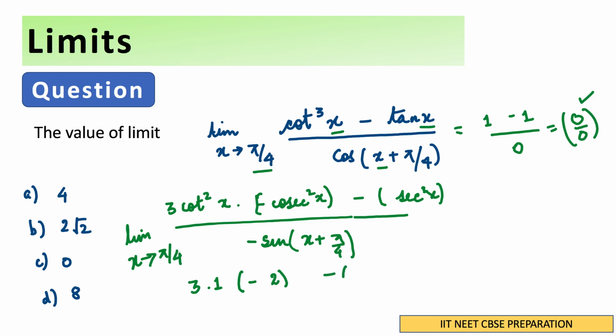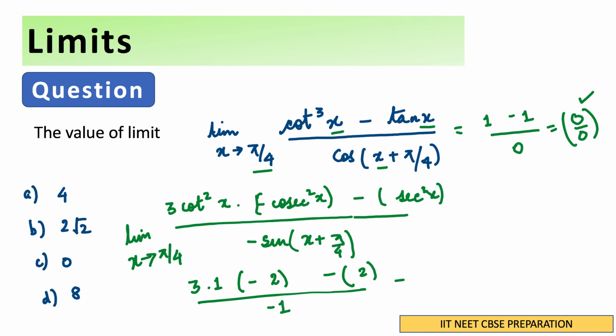Then we have sec square x, which I can write as 1 upon cos square x. Cos pi by 4 is 1 by root 2, so cos square x will be 1 by 2, and then you have to invert it, so you get 2, because we want sec square x. Then we have minus sine of (x plus pi by 4). Pi by 4 plus pi by 4 is pi by 2, and sine pi by 2 is 1, so minus 1.